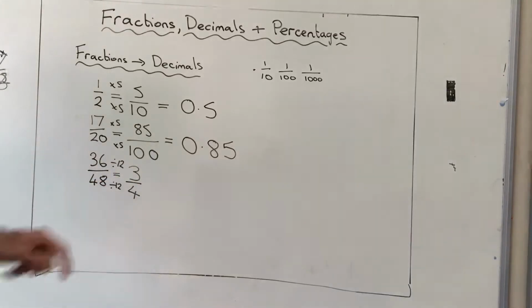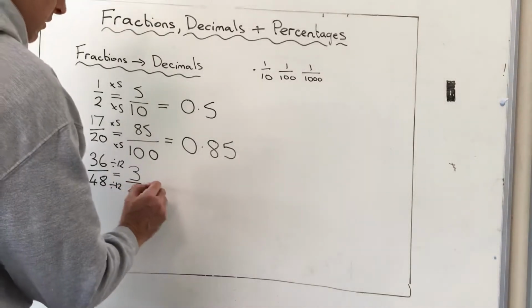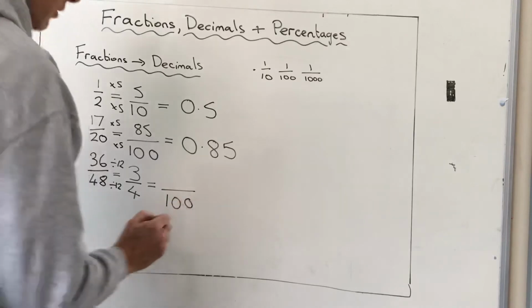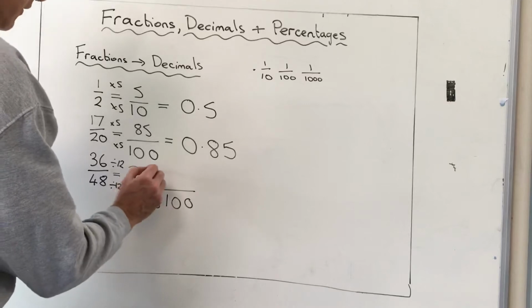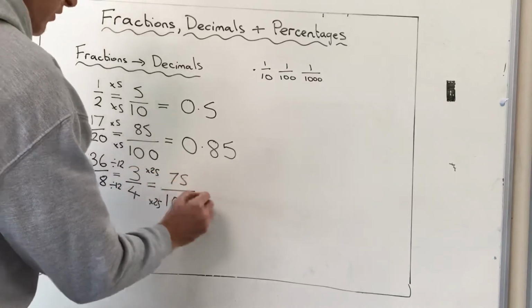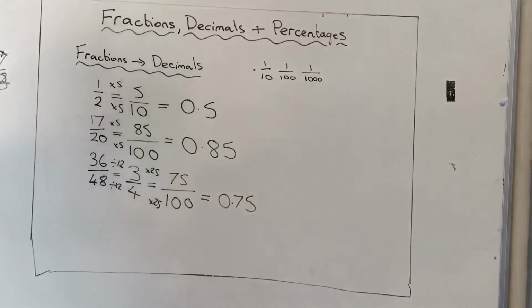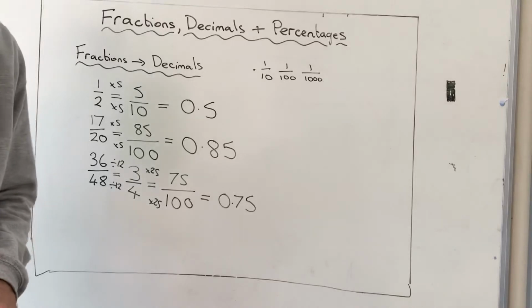Oh look, 3/4. We should know what that is, but if we're not sure, now we can convert it into hundredths. 4 times 25 is 100. 3 times 25 is 75/100, and we know that that is 0.75. We should know 3/4 anyway is 0.75.